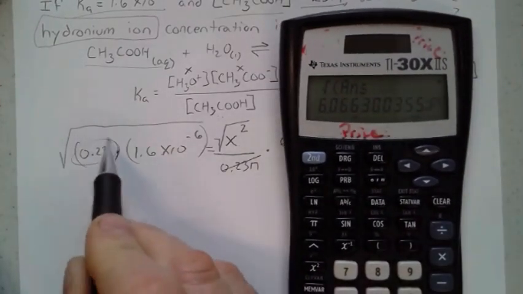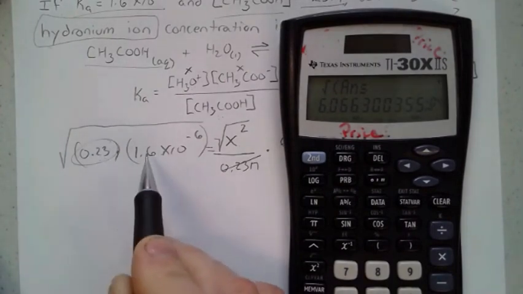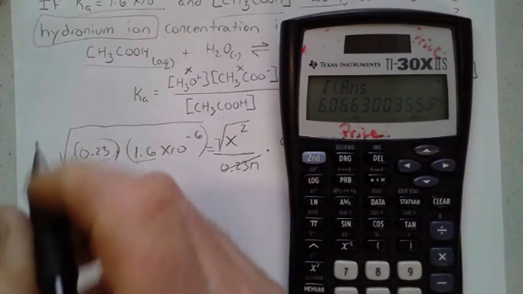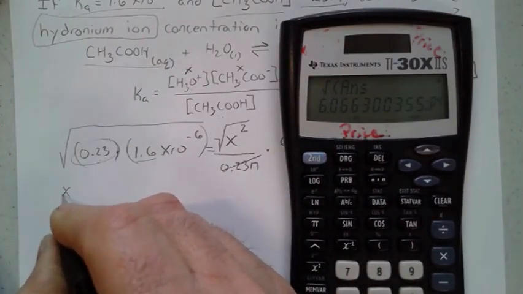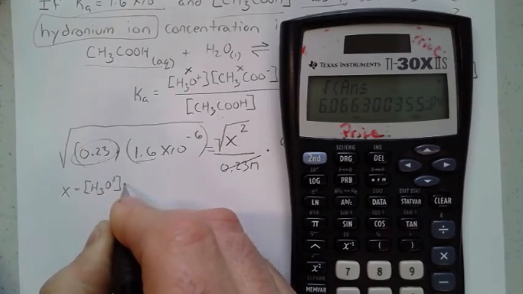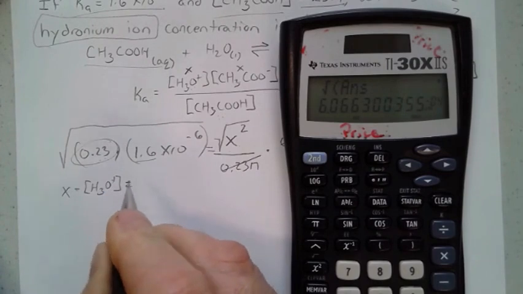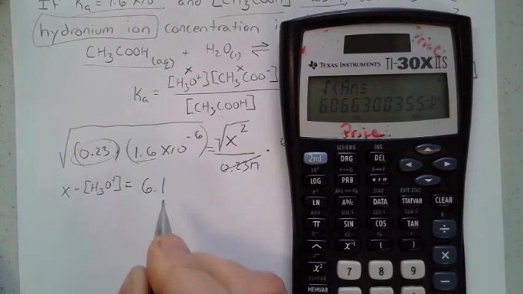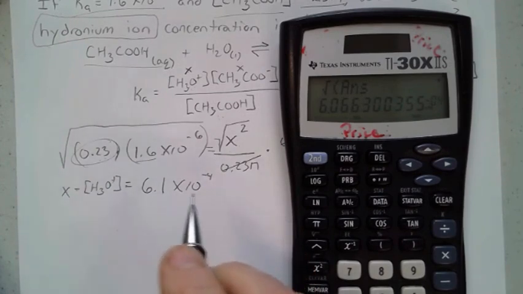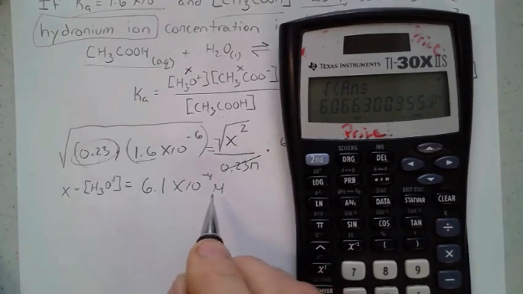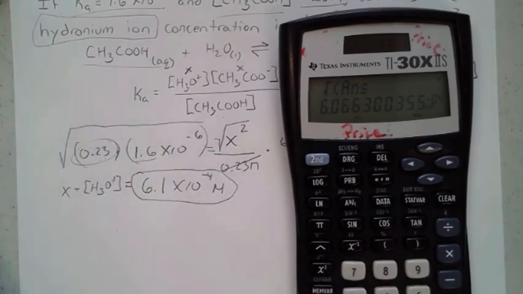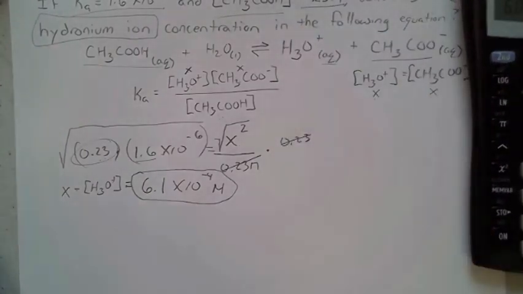And if you notice, I have two significant figures there and 2 there. So I want to round this off to only 2 digits. So I have x, which is, remember, the concentration of H3O plus. That is going to be equal to 6.1 times 10 to the negative 4. And it's a concentration, not a Ka, so the units are M. And that's my answer.